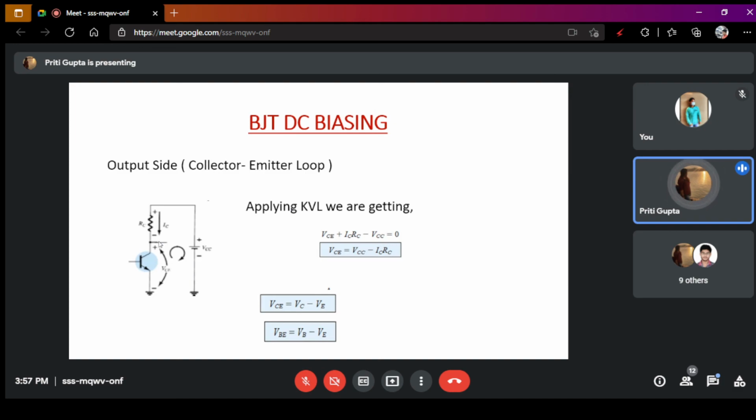Similarly, VBE is equal to VB minus VE. But E is grounded, so that portion will be 0. So VBE equals to VB. As simple as that. Done.